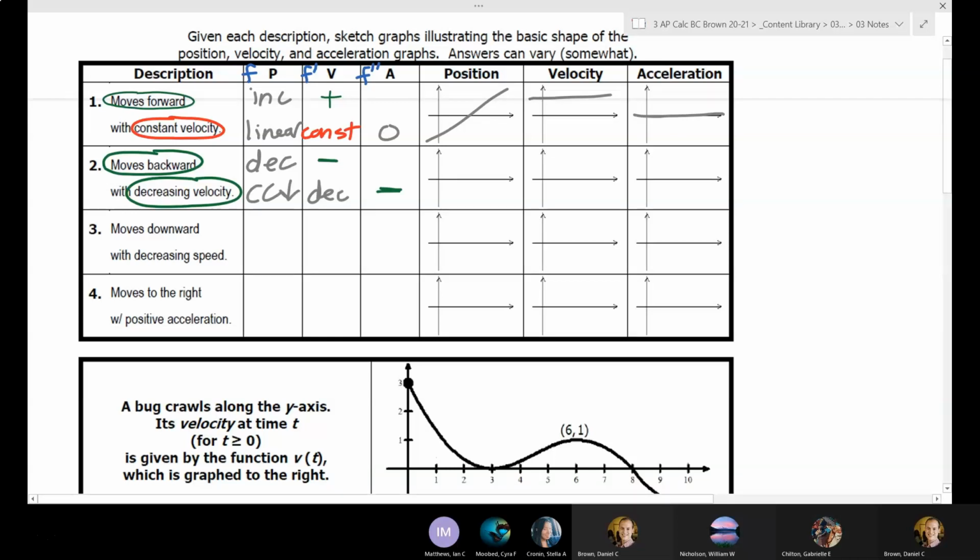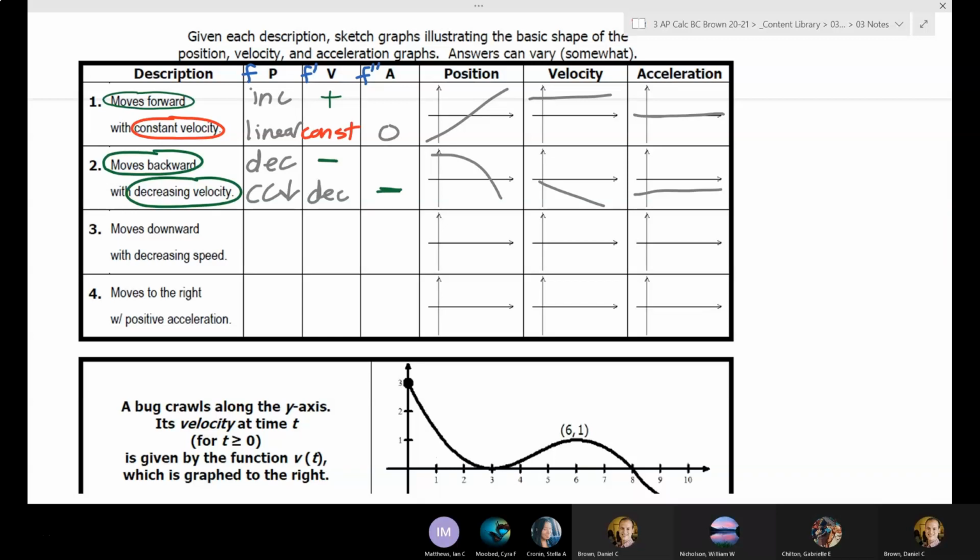So, drawing some basic shapes, position is decreasing and concave down, velocity is negative and decreasing, and then acceleration is just negative. You may not interpret it as the acceleration being horizontal. I just know that it needs to be negative. Go ahead and see if you can try 3 and 4 on your own, and then we'll go over them.